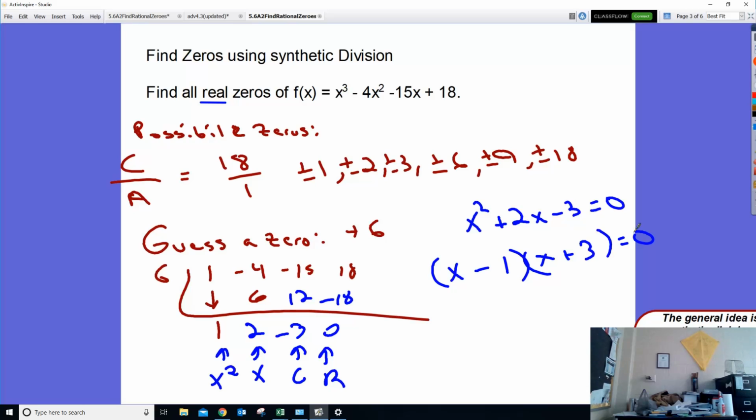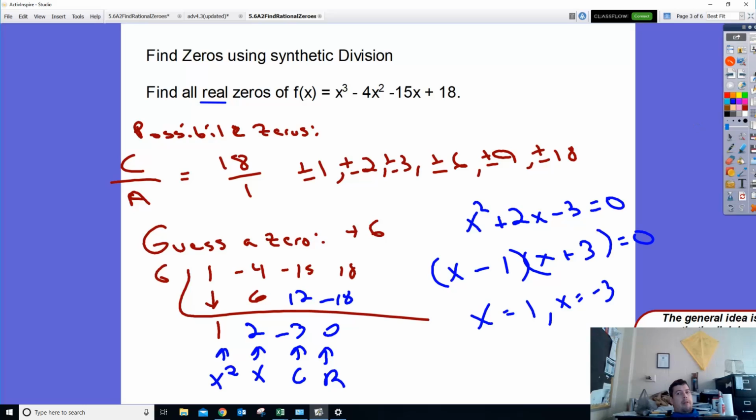So if x minus 1 is equal to 0, what's x? x equals 1. If x plus 3 is 0, what is x? Negative 3. There you go, you got your 3 zeros. Sam lucked out, guessed one on the first try. Usually this thing takes about 5 or 6 more rounds. And then we factored. We couldn't factor this quadratic formula. So there's one example of this.